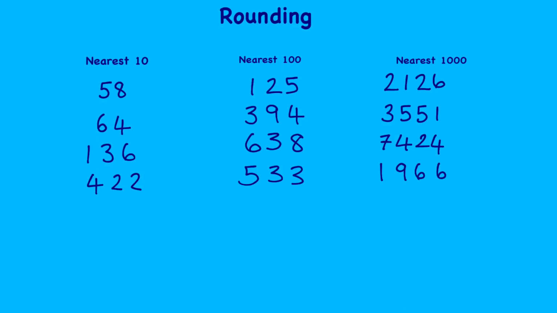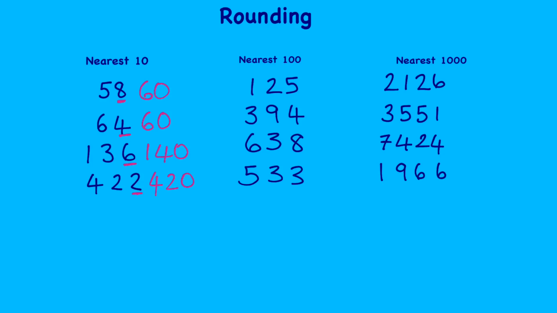So 58 to the nearest 10, that means we need to look at the units digit and that will help us. So 58 to the nearest 10 is 60. 64 to the nearest 10 is 60. 136, so this time remember, look at the units digit. So this will be 140, will be the nearest 10, and 422, look at the units digit, will be 420.